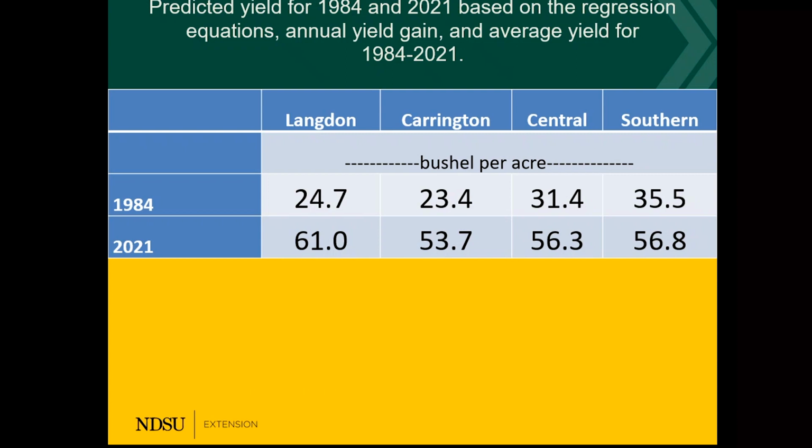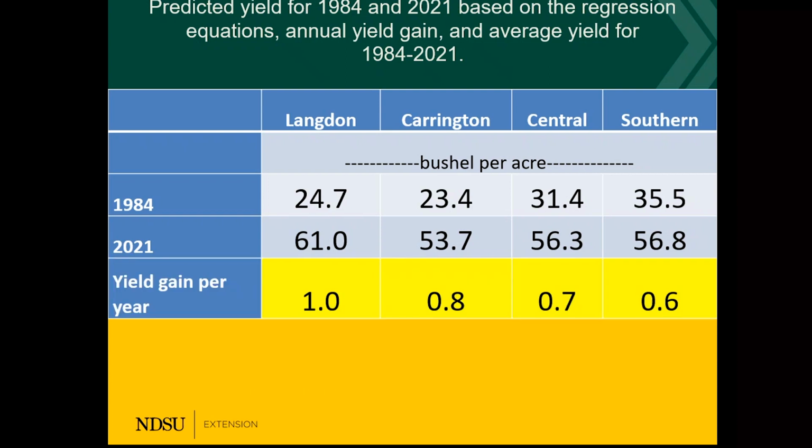So if you go from 84 to 2021, these were the yields obtained in Langdon, Carrington, and the Central and Southern Research plots. If you look at what was the yield gain, then in Langdon, which has a very good increase per year, it was a 1 bushel increase per year in our research site. So this is the research. 0.8 in Carrington, and then Central 0.7, 0.6. So in general it is around 0.7 of a bushel increase per year obtained in our research site.